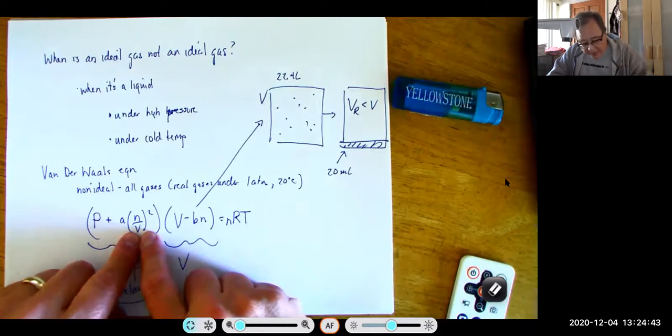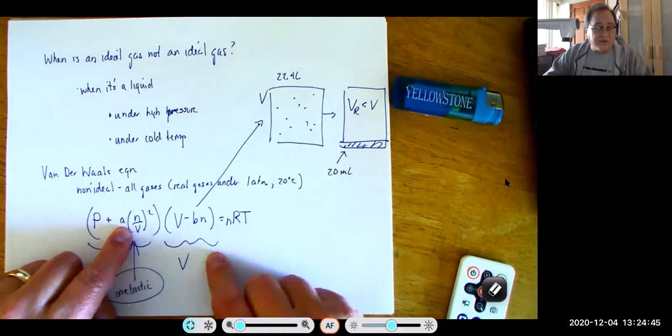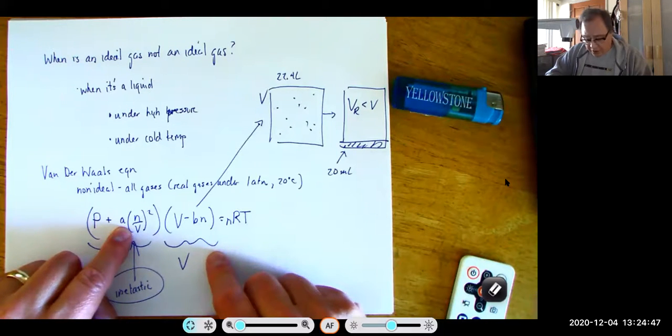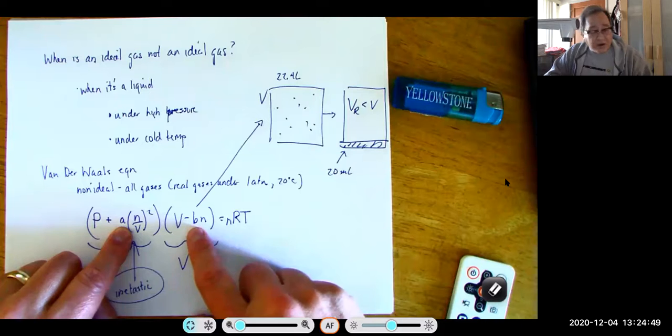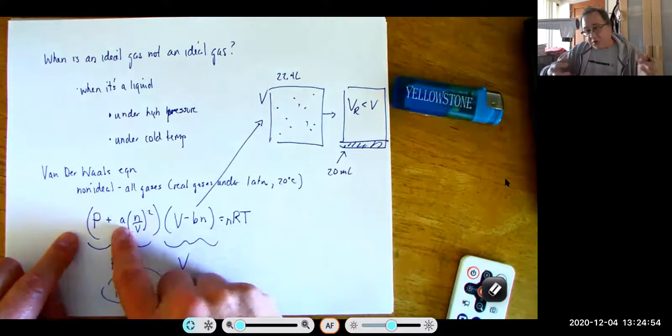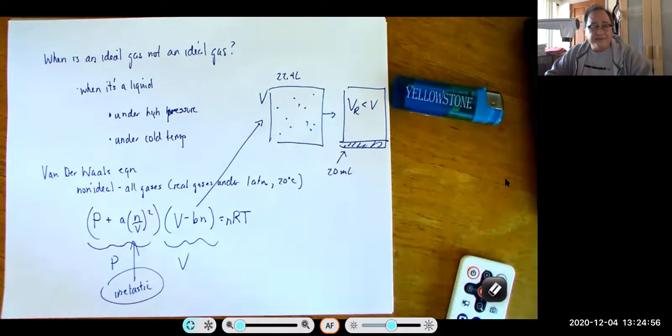V is volume. A is the character of the molecule. So b here is the character of the molecule. The larger the molecule, the bigger the b. Here, the more sticky the molecule, the larger the a.